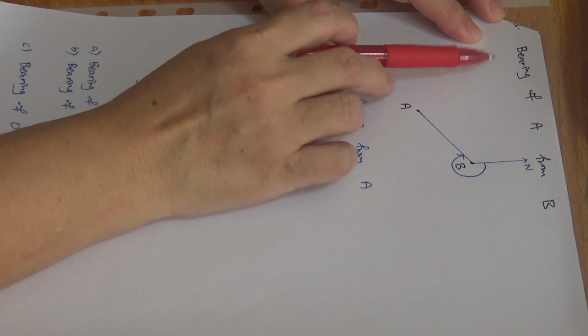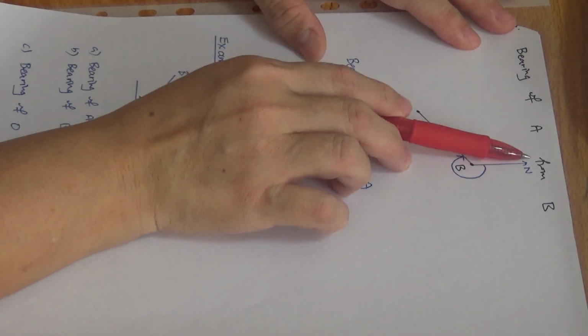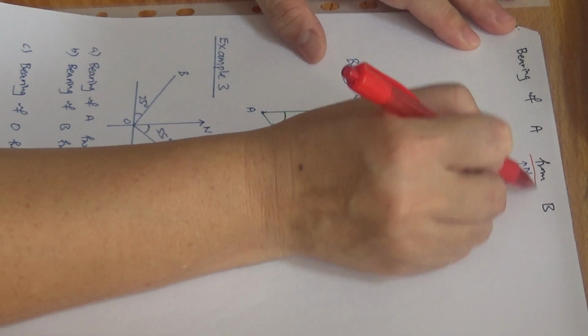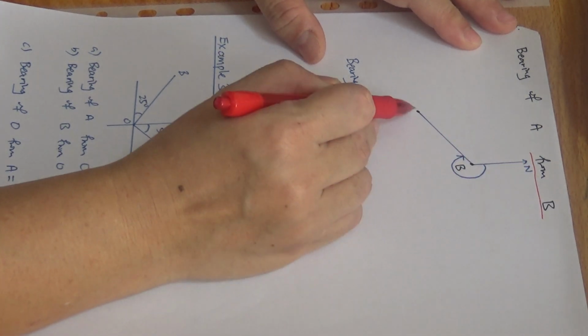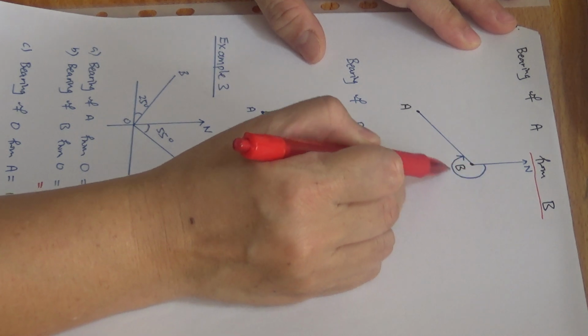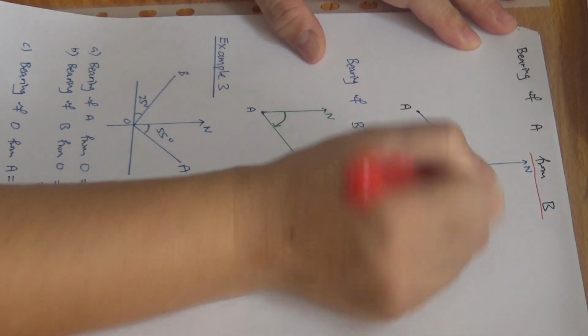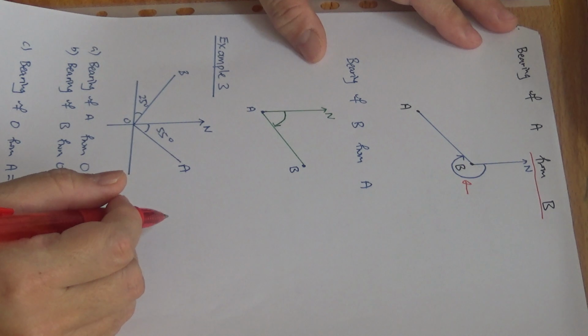Let's look at this particular one. Bearing of A from B. Now you realize that it's from B, so the north line must be at B. Then you join A to B, then you start from the north line all the way. This angle will give you the bearing of A from B.